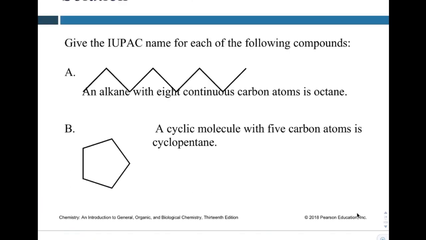All right, so if you're looking here, we've got 8 carbon atoms. 1, 2, 3, 4, 5, 6, 7, 8. Every end and bend is a carbon, so this is oct. And the ane, because it's all single bonds. For this one, we've got cyclo, 1, 2, 3, 4, 5. So we're going to say cyclopentane. It's got 5 carbons, all single bonds.